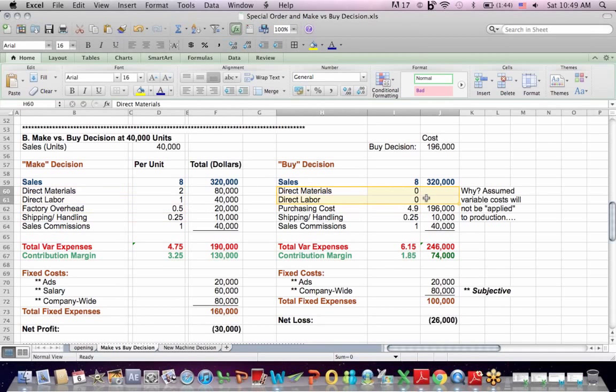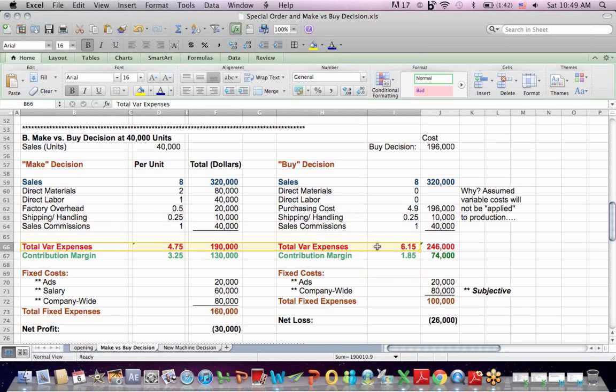None of those costs are over here because somebody else is making the product. We are paying for somebody to make it. We still have shipping and handling costs. We have to get the product to the client, and we still had to pay sales commissions for somebody to sell the product. It turns out that our variable expenses are a little higher.